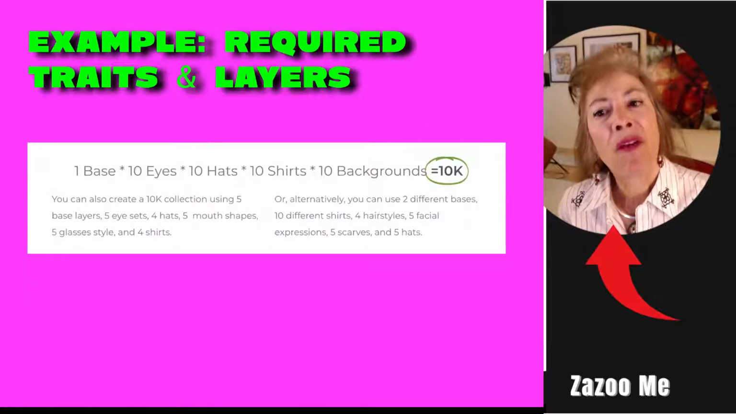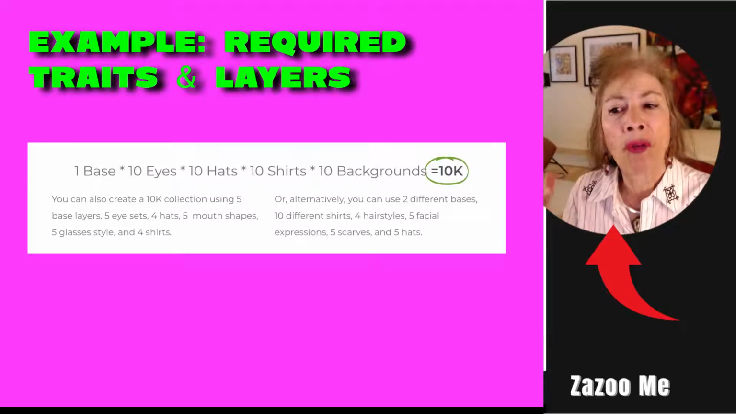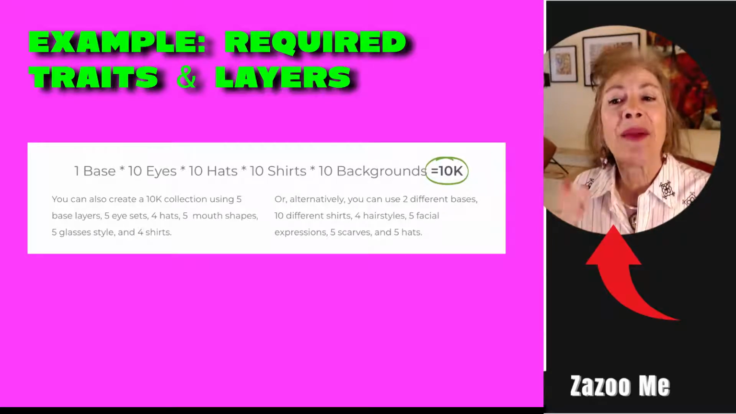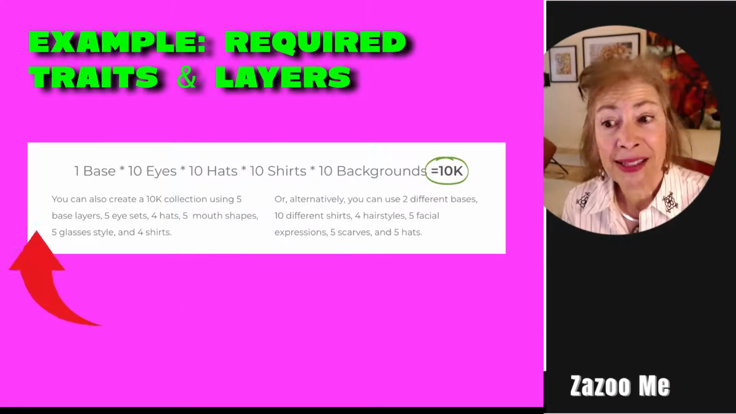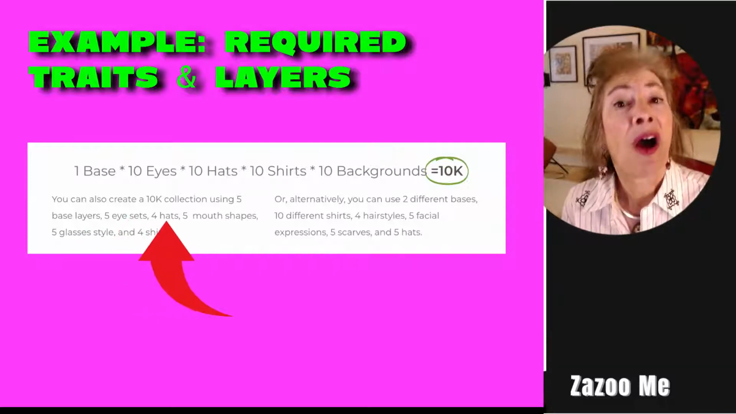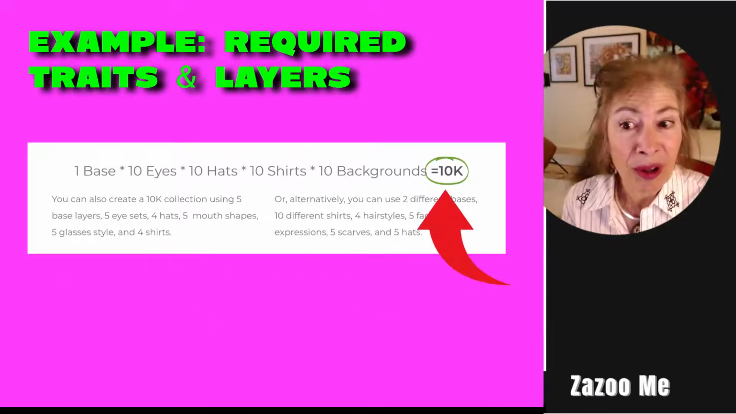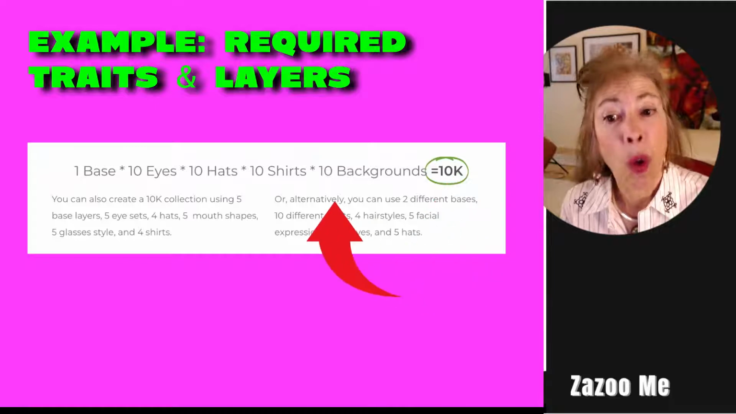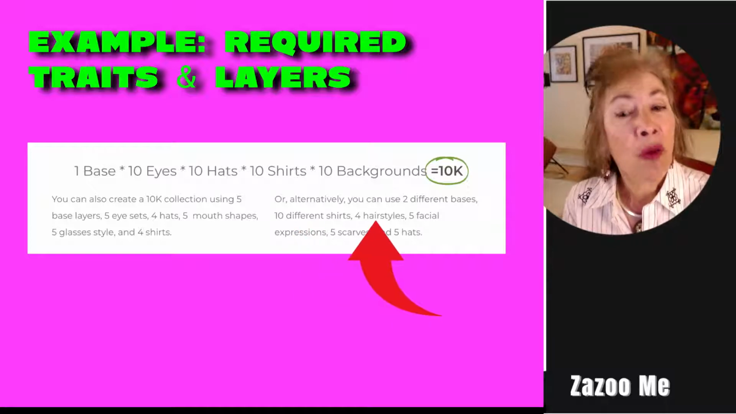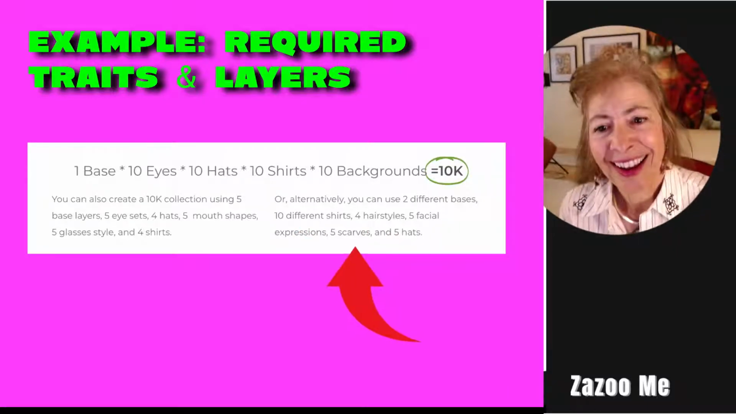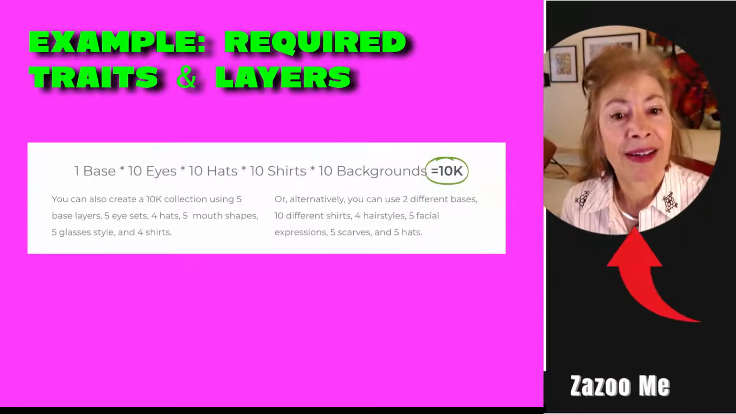And for example, if you have one base, 10 eyes, 10 hats, 10 shirts, 10 backgrounds, you've already equaled 10,000, but you can break it down differently. For example, 5 base layers, 5 sets of eyes, 4 sets of hats, 5 mouth shapes, 5 glass styles, and 4 shirts will still equal a 10,000 collection. Or you can use different bases. Let's say you have 10 different shirts, 4 hairstyles, 5 facial expressions, 5 scarves, and 5 hats. Again, you are still equaling a 10,000 collection.